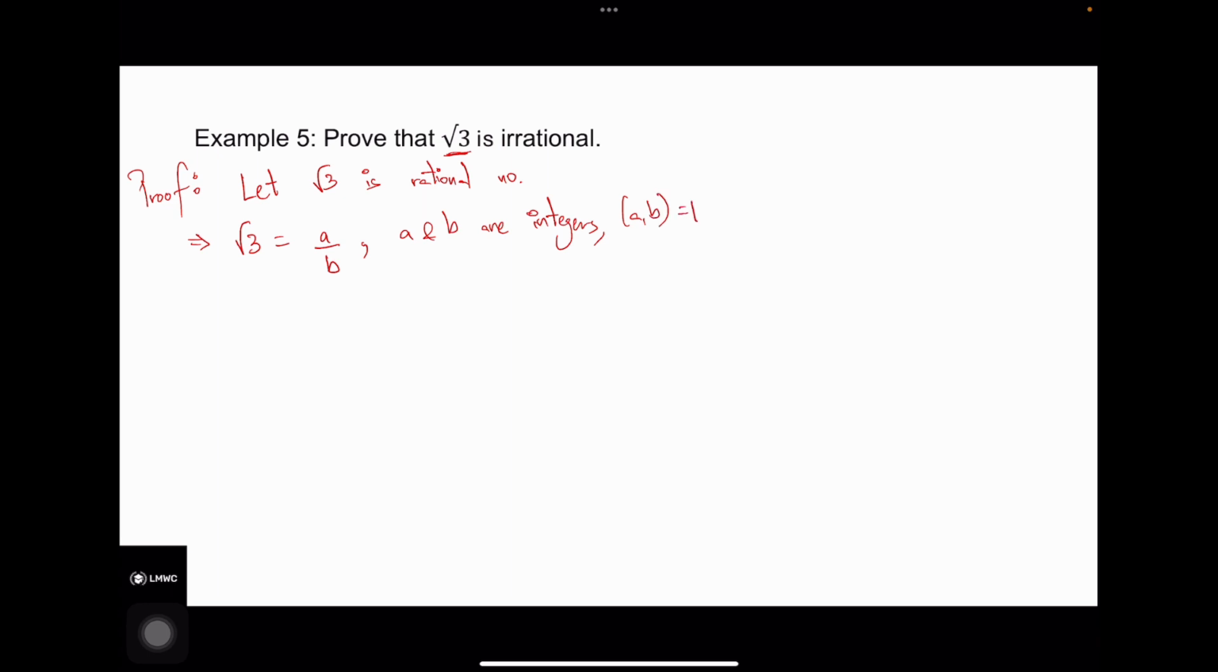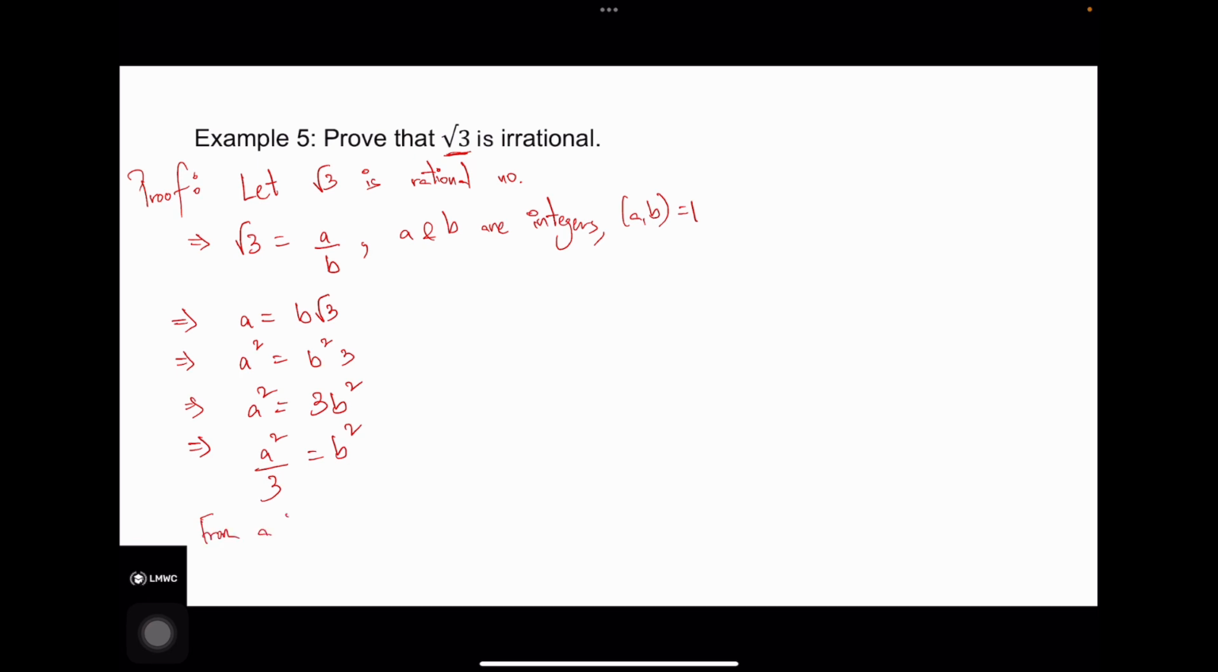Next, what I'm going to do is take the cross multiplication. It will be a equals b into root 3, and squaring both sides, I'm going to get a squared equals b squared into 3. If I take the 3 to the other side, this will become a squared by 3 is equal to b squared.